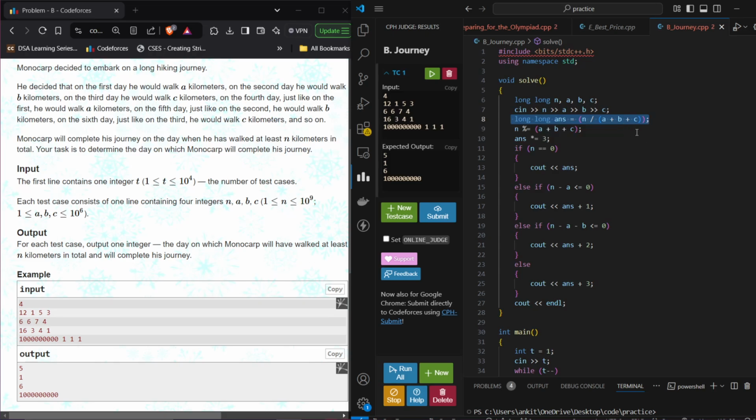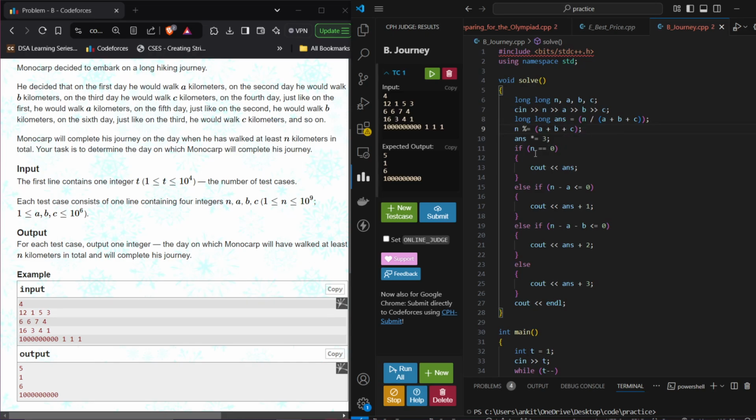Now either subtracting a from the leftover will give me my answer, or b, or c. I don't have to be concerned about large values, since this will do my job. I'm also taking n modulus the sum of a, b, c. Now I am left with the leftover values.